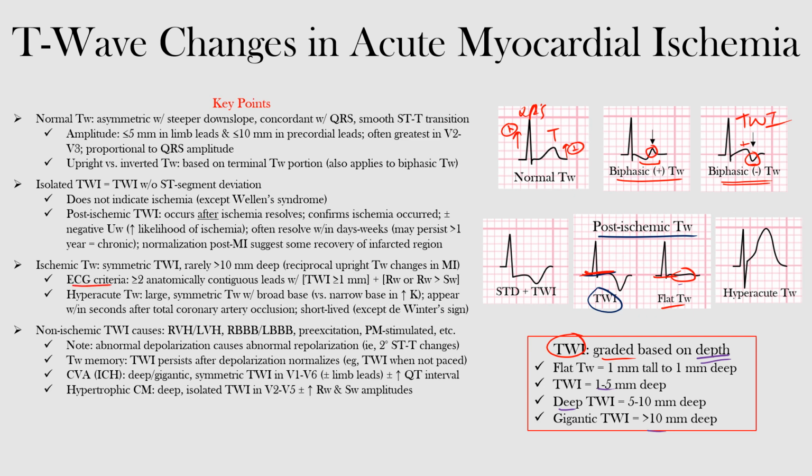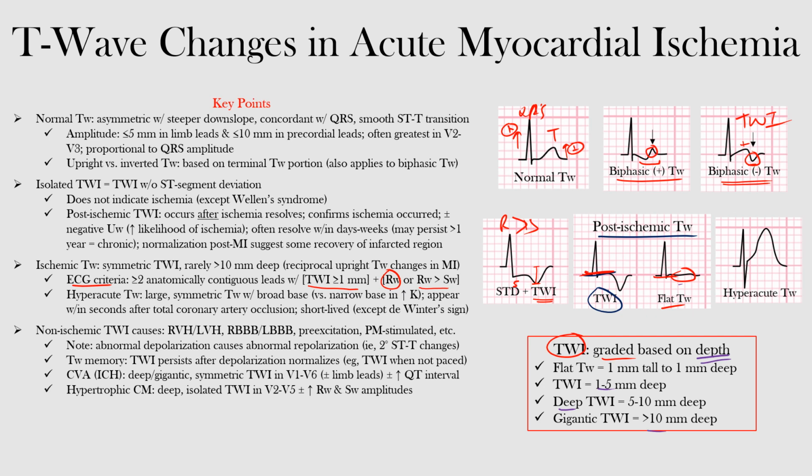So, at least 2 anatomically contiguous leads with T-wave inversion of at least 1 millimeter. Here are our inverted T-waves. Notice that it's below baseline, certainly more than one of the small boxes. And also, we have to have an R wave, or the R wave must be greater than the S wave. So here's our R wave, and this is the end of our S wave. Our R is certainly greater than our S, and we meet the criteria here. So hopefully that makes sense. Those are considered ischemic T waves.